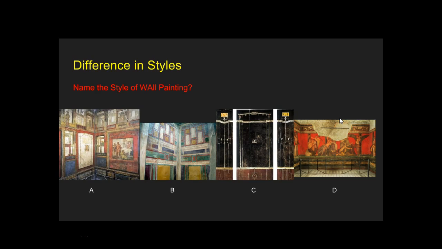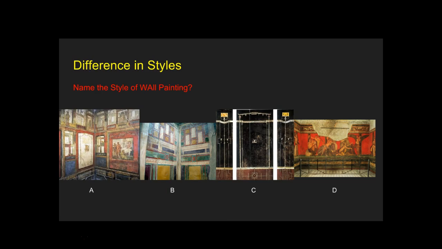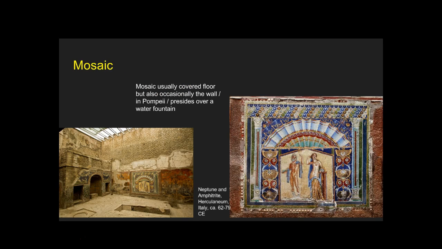So try to name these. Give yourself a second and try to name these. Who's what and what's what. So A would be fourth style, B would be first style, C would be third style, and D would be second style. Okay, mosaics usually covered the floors, but they also occasionally covered the walls.